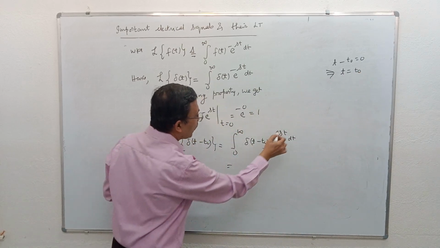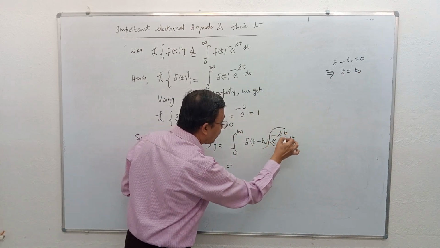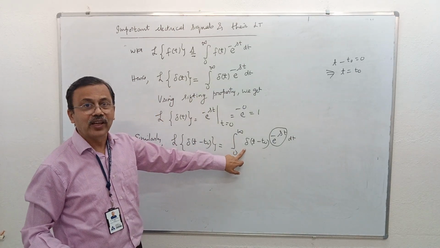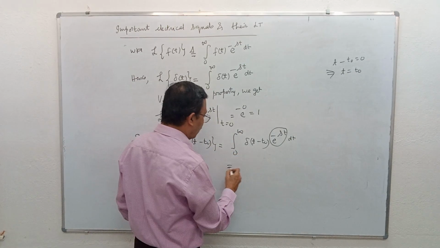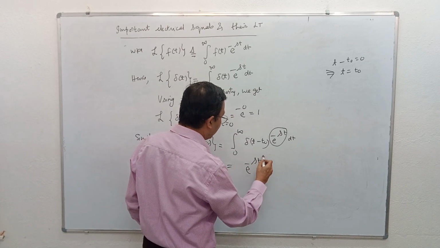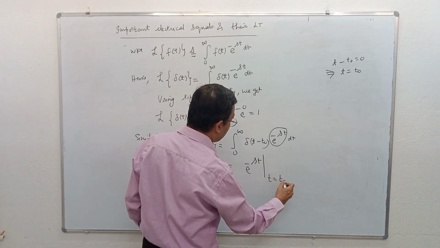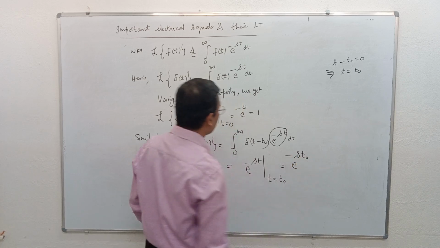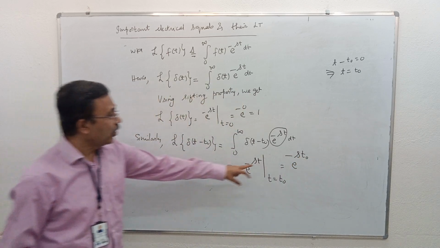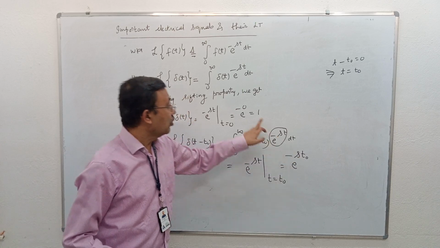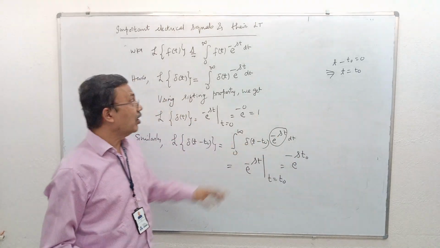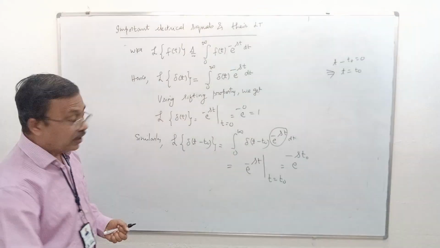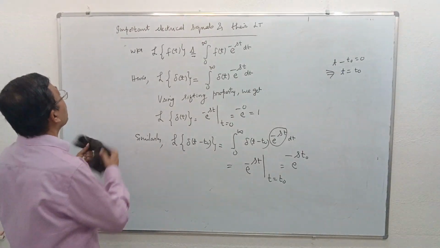So the function e to the power minus st will get evaluated where the impulse is located. Mathematically, it means e to the power minus st gets evaluated at t is equal to t naught. That means you get e to the power minus s t naught. In this expression, if you put t naught equal to 0, you get the earlier expression. So this is how the Laplace transform of an impulse function is formed. Next, we will go to the second function.